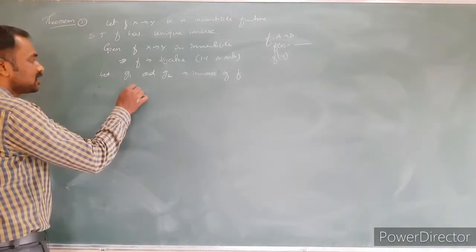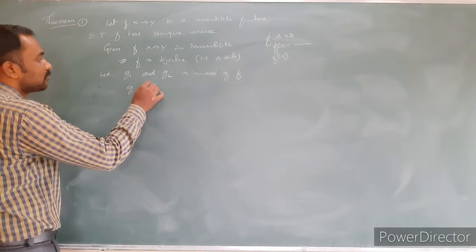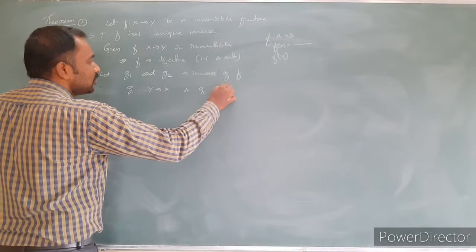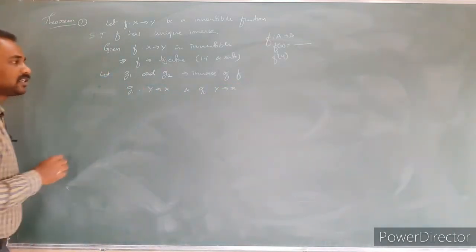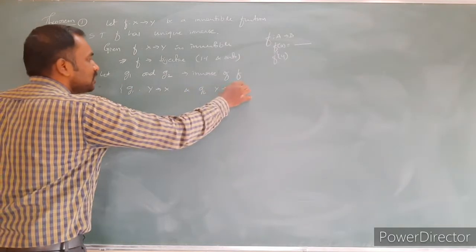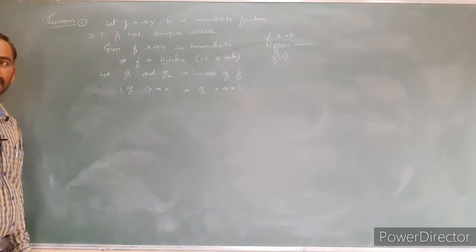That means G1 is a function from Y into X and G2 is also a function from Y into X. Anyhow, right now it is not needed. I just assume that G1 and G2 are the two inverses.